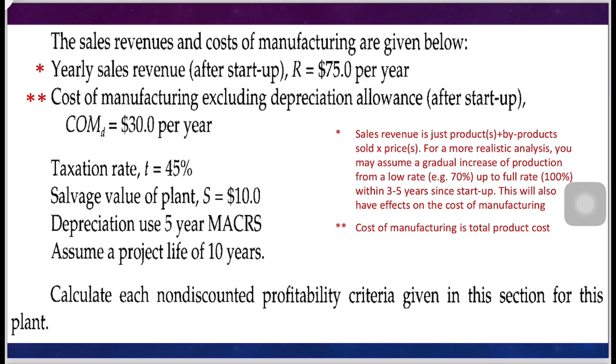So the sales revenue is just products plus byproducts sold times the price. So for a more realistic analysis, you may assume a gradual increase of production. So usually from a low rate of 70% or maybe 50% up to a full rate of 100% within 3 to 5 years since the startup. So this will also have effects on the cost of manufacturing. Okay? So the cost of manufacturing is the total product cost.